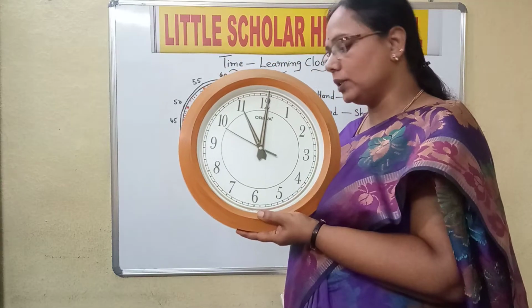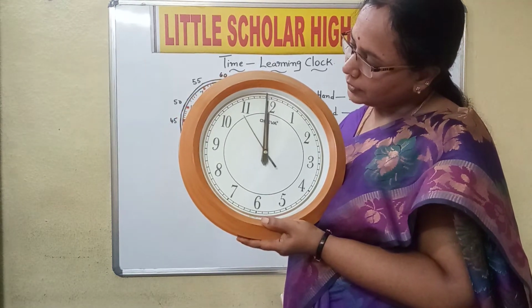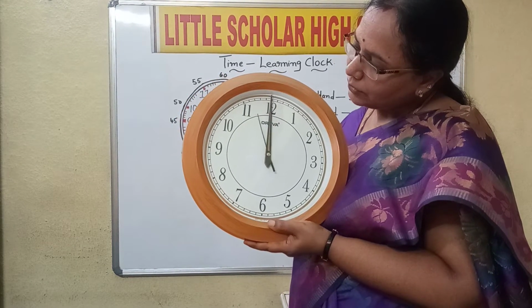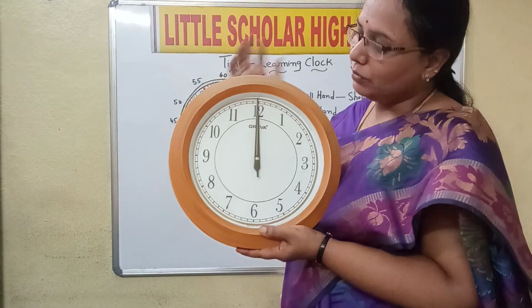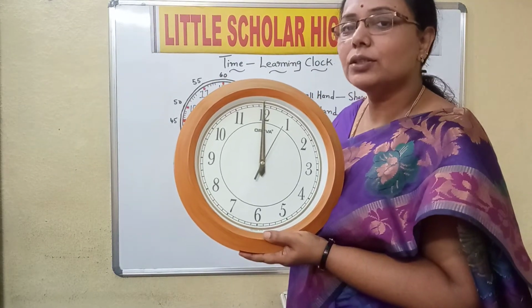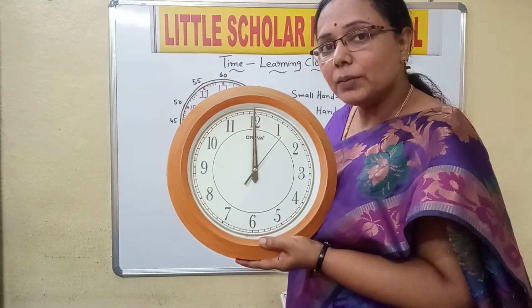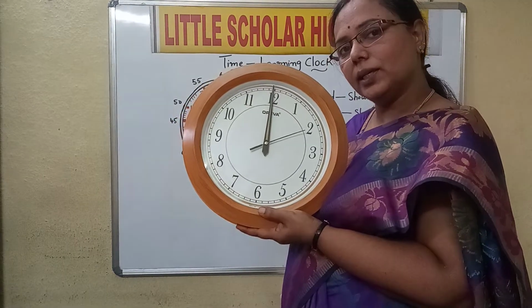Okay. Now you tell me this. Yes. You tell me this now. Where is the small hand? The small hand is on 12. Where is the big hand? The big hand is also on 12. So what is the time now? It is 12 o'clock. I hope it is clear.